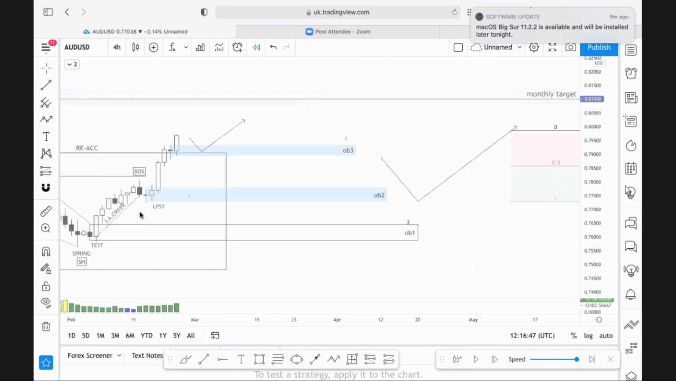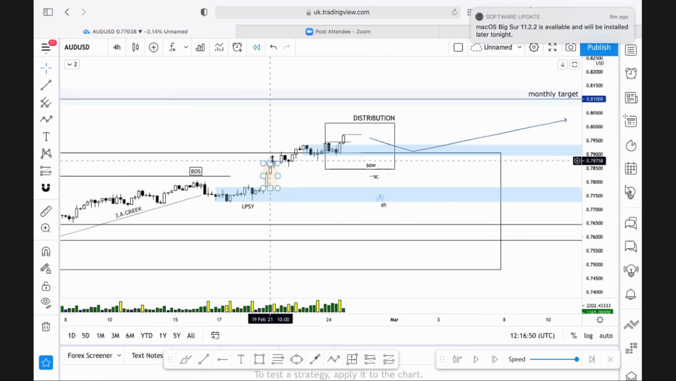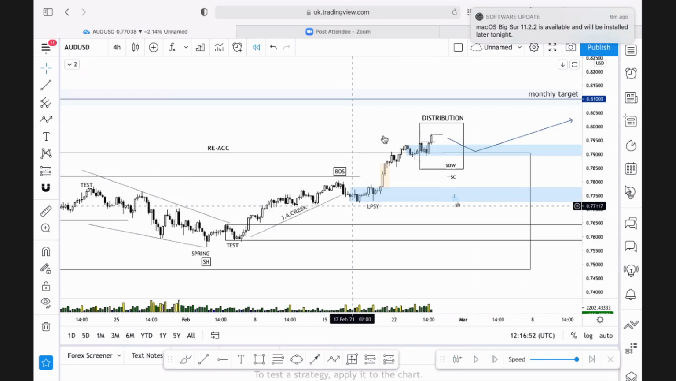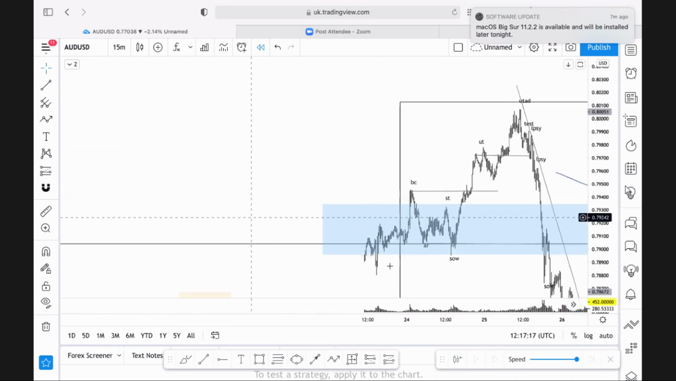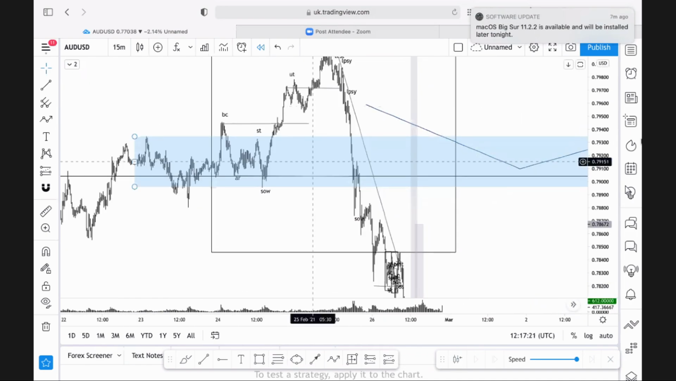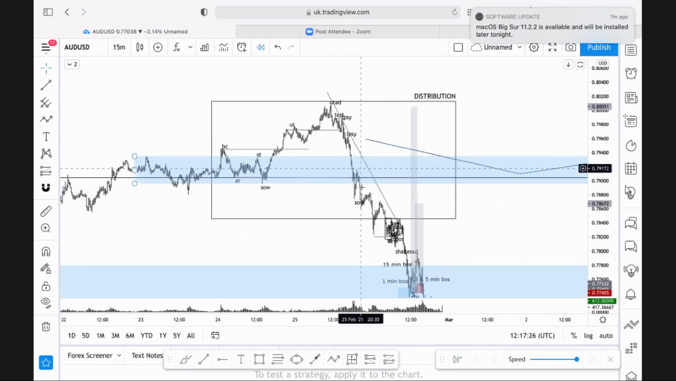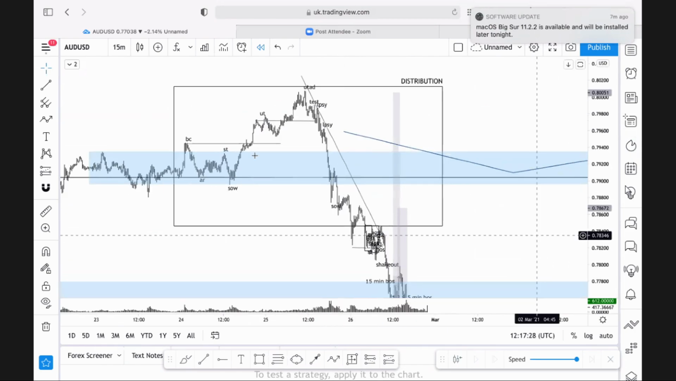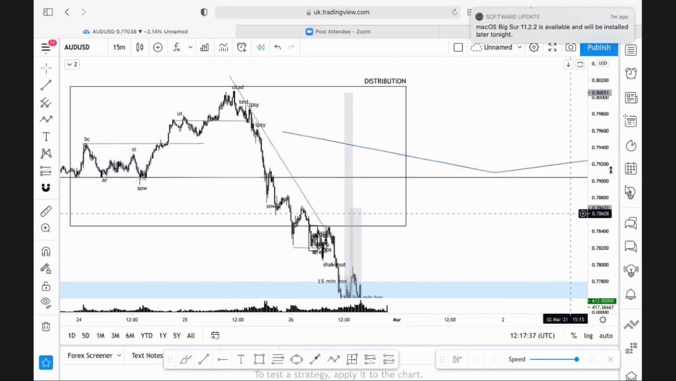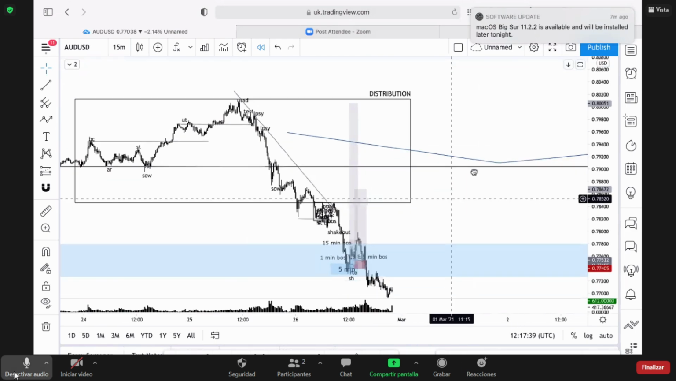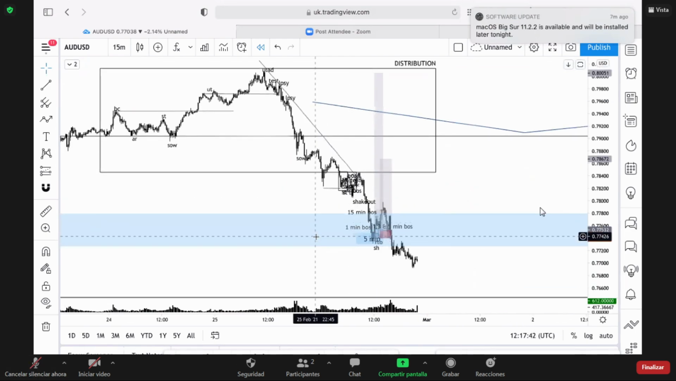So if I go down on my 4 hours, inside the reaccumulation that we had around here, we then had a distribution. Once price was leaving this target, I saw that this one was not holding anymore, because I was looking at this as a distribution. So I was expecting the price to go lower than this. So this one, my last order block, can go away. Then price was making its way to the second order block, the one in the discounted area.